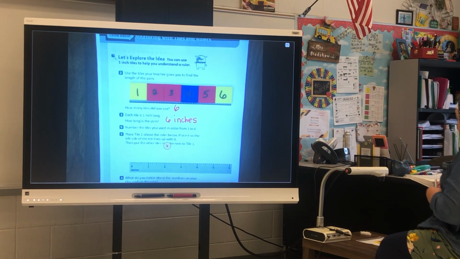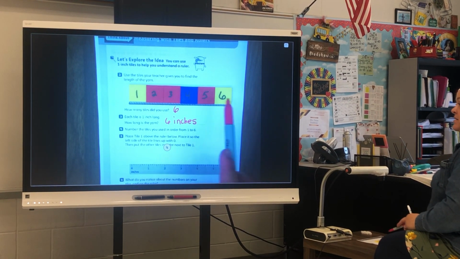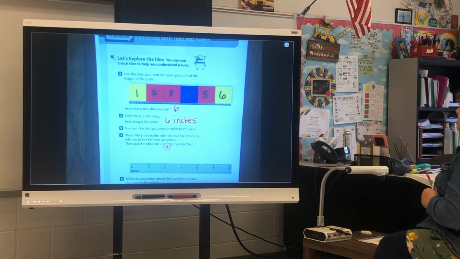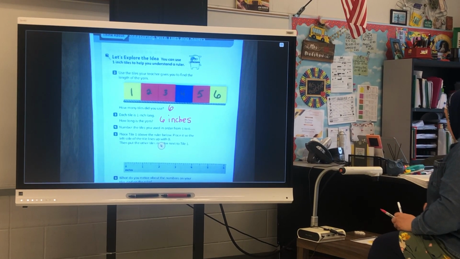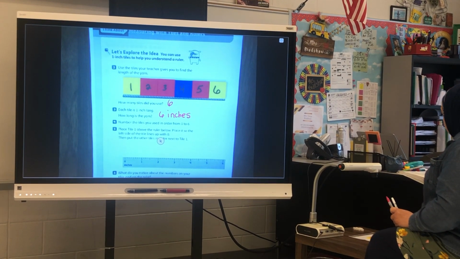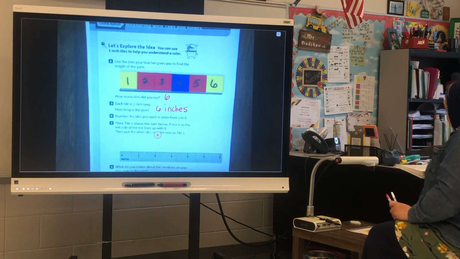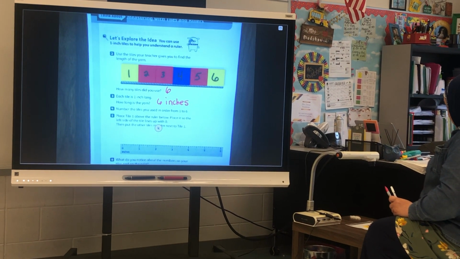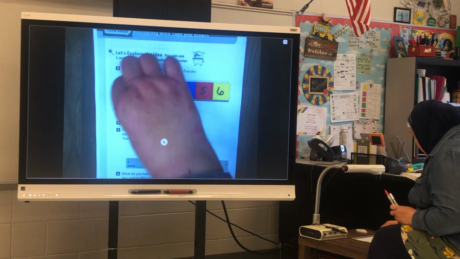Number the tiles you use from 1 to 6. That's what we already did. This is what I showed you. We numbered our tiles. It says place one of these tiles above the ruler. Place it so that the left side of the tile lines up with the 0. Then put the other tiles in order next to tile 1.